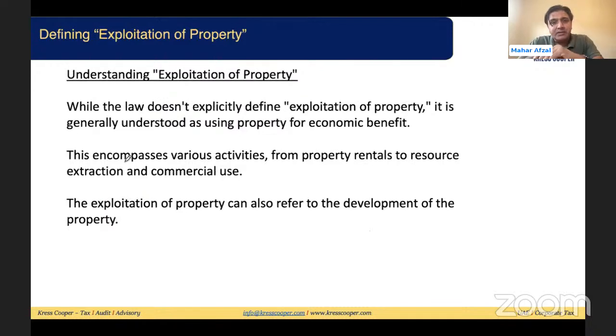I have taken this somehow. I believe I have done some sort of research. The exploitation of property includes generally leasing property for economic benefit. The law doesn't explicitly define exploitation of the property. It is generally understood as using property for the economic benefit. The various activities like property rentals, resource extraction and commercial use, exploitation of property also include development of the property. Development, leasing, using property for the economic benefit, we can assume this is called the exploitation of the property.